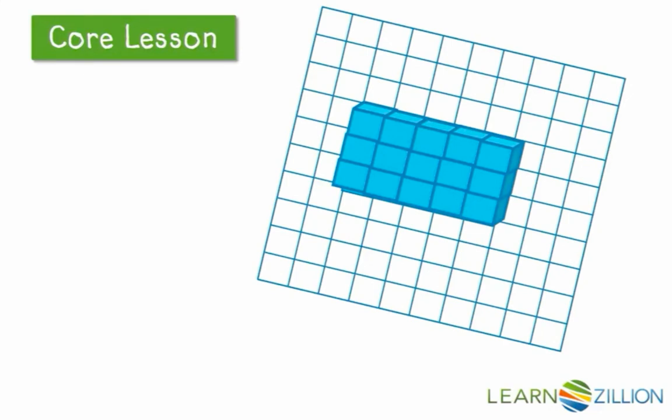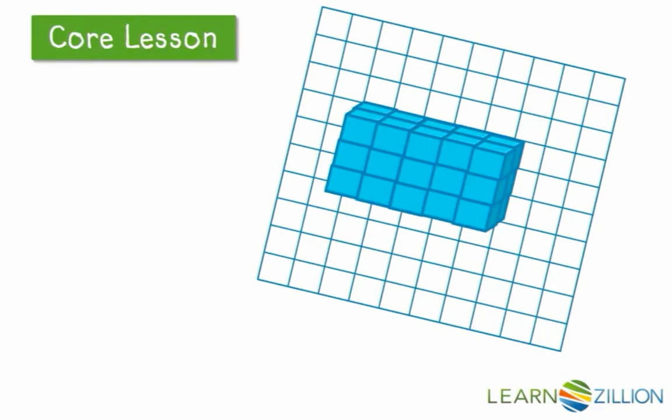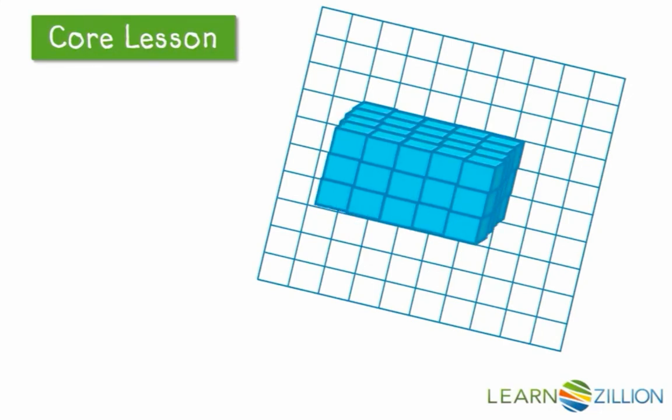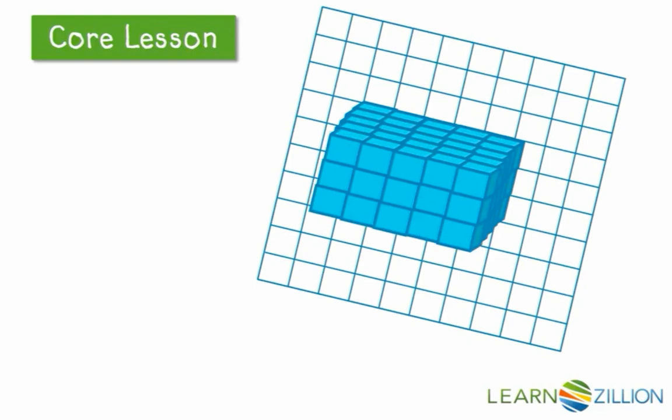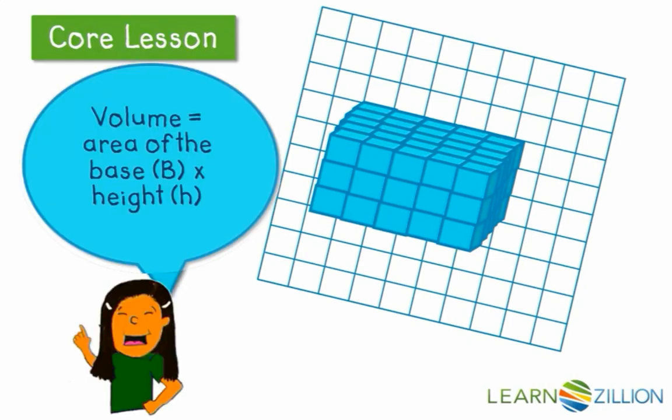Now, this prism is 5 layers high, so we would do the 15 cubes multiplied by the 5 layers, and then we know we could write the formula as multiplying the area of the base times the height. So that's another way to write the formula. Length times width times height works too.